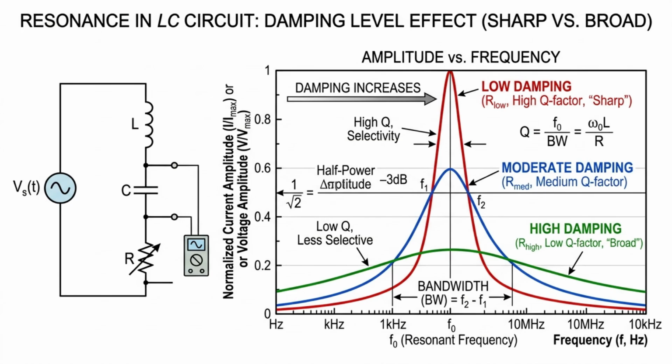Resonance in real circuits is never perfect or identical across systems. Some circuits produce extremely sharp frequency peaks, while others spread energy across a wide range of frequencies. In this lesson, we will learn the quality factor, or Q factor, and how it controls the sharpness, efficiency, and selectivity of resonance in electrical and RF systems.